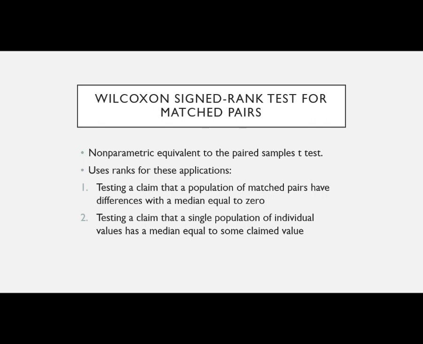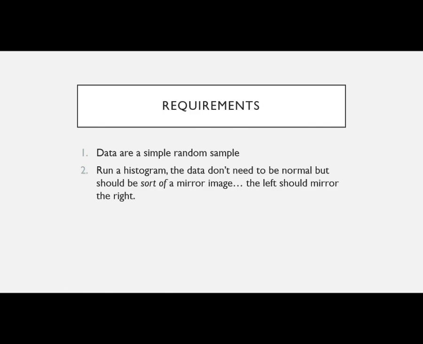This is a test called the Wilcoxon signed rank test for matched pairs. It's the equivalent of the paired samples t-test. It uses ranks for these applications: to test a claim that the population of matched pairs have differences with a median equal to 0, or to test a claim that a single population of individual values has a median equal to some claimed value. The requirements are that the data are a simple random sample, and it says to run a histogram. The data don't need to be normal, but should be sort of a mirror image. We're going to get this from the output in SPSS, so we're not going to have to do that part.